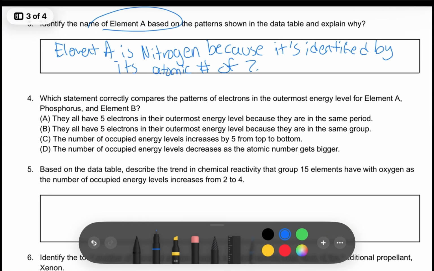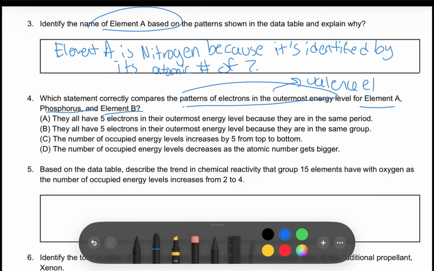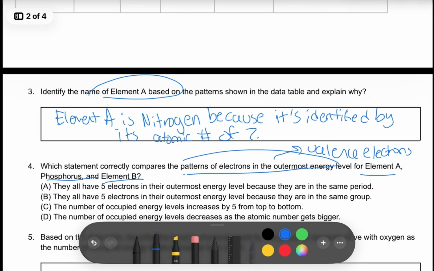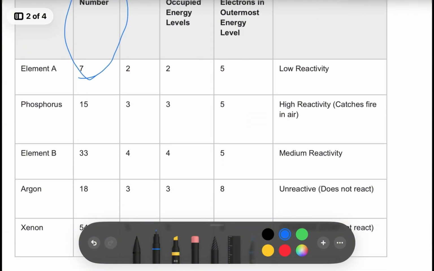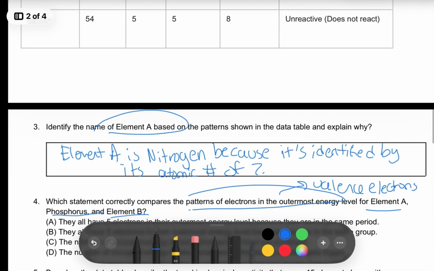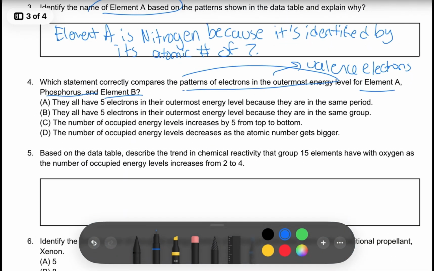Question 4. Which statement correctly compares the patterns of electrons in the outermost energy levels for element A, phosphorus, and element B? So again, electrons in the outermost energy level refers to valence electrons. If you look at the table, patterns of electrons in the outermost energy level, element A, phosphorus, and element B, they all have the same amount of electrons. So they all have the same amount of valence electrons. So that means that they're all found in the same group.